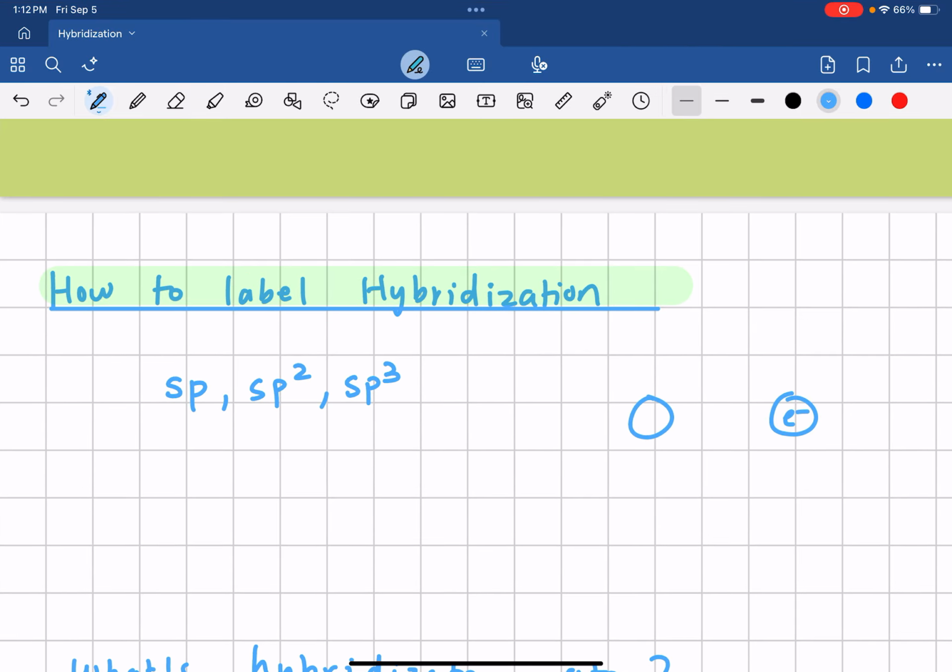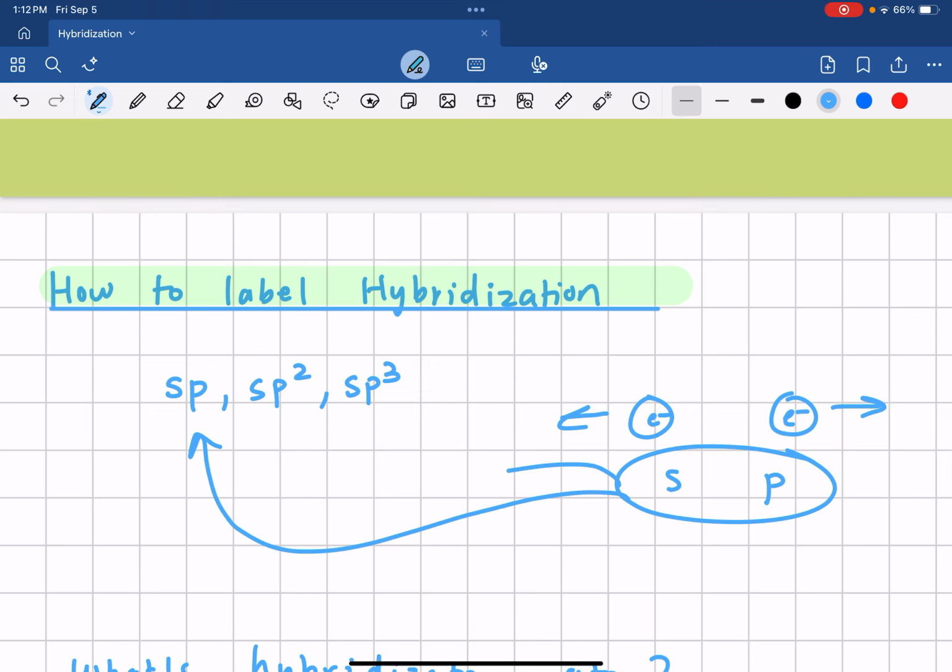Electrons repel each other, so they want to move as far away as possible. To make that happen, atoms mix their s and p orbitals into these hybrid orbitals. So it can either be sp, sp2, or sp3, so that the electrons stay happy and spread out.